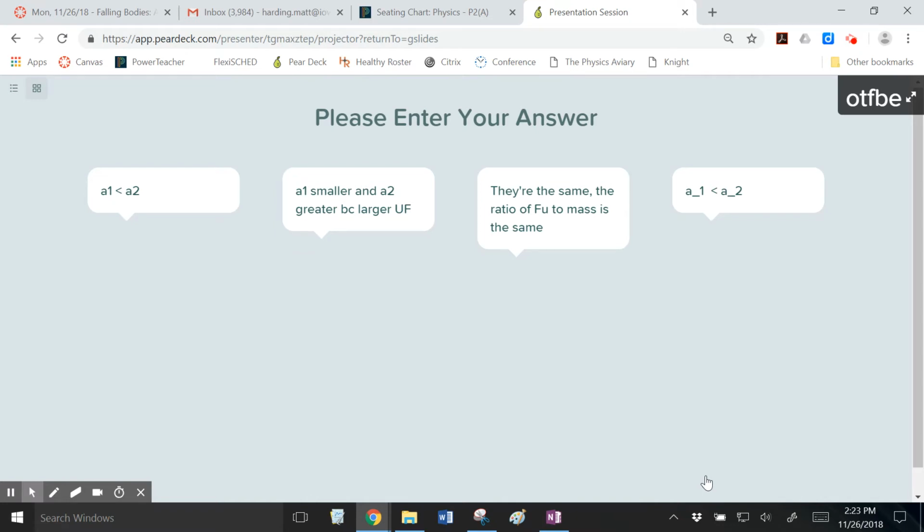And I just wanted to get a quick snapshot here of answers. Let me show you a little sampling of what folks are putting in. I've got a vote for acceleration of object one being less than acceleration of object two. Similar answer, A1 smaller and A2 greater because of a larger FG. Somebody thinking they're the same because the ratio of FG to mass would be the same. There was somebody that thought A1 was greater than A2, but that's changed. So I guess we're looking at two answers, really, that A2 is the greatest or that they would be the same. Okay. Mull that with your neighbors really quick. What are you thinking?